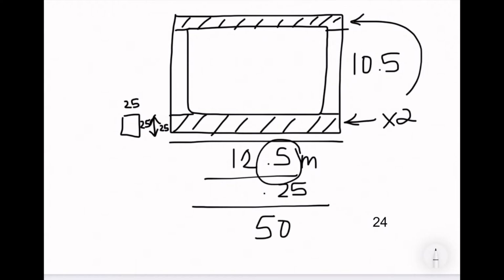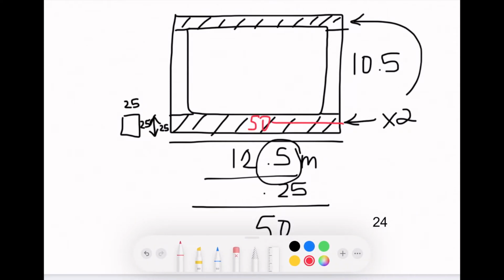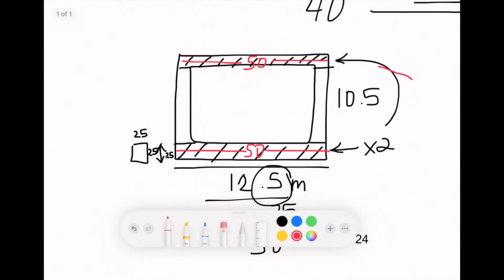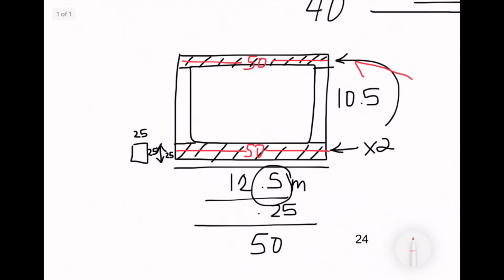Okay. So we know we have, let me change colors here, 50 of the bricks going this way, and then we have 50 of the bricks going this way. So far we have 100 already, right? So we know that lengthwise it's going to be 100.